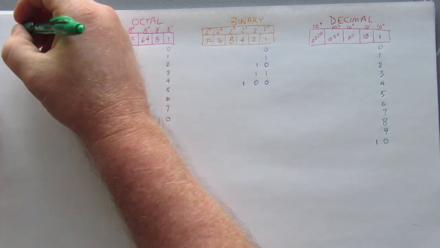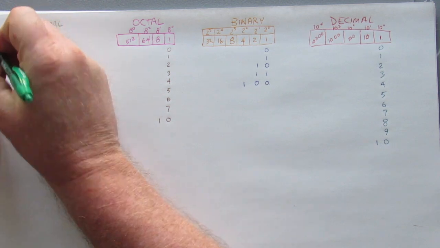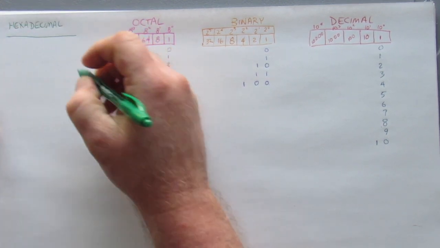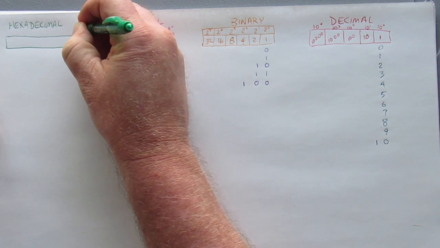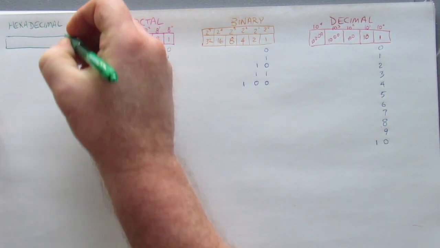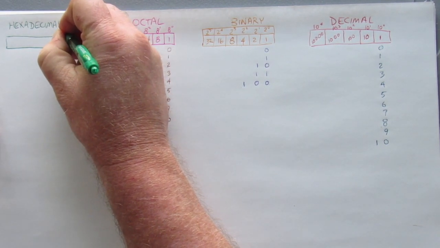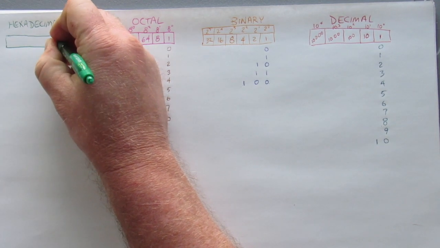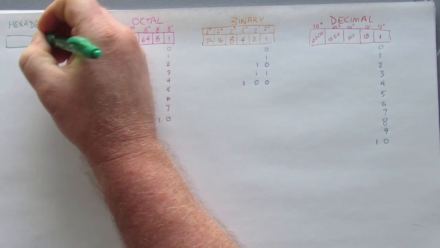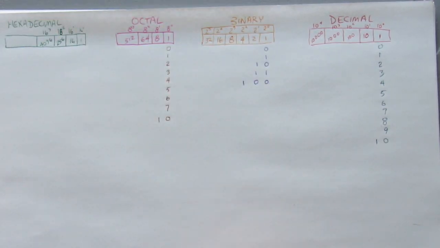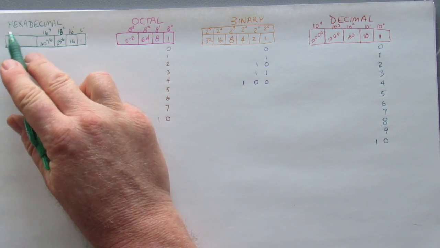Finally, let's go with the hexadecimal system. Hex means 6. Decimal means 10, and so if you put 6 and 10 together, you have a base 16 counting system. So the first column is 1s, that's 16 to the 0th power. 16 to the 1st power is 16. 16 squared is 256. 16 cubed is 4,096. And then that just goes on and on.